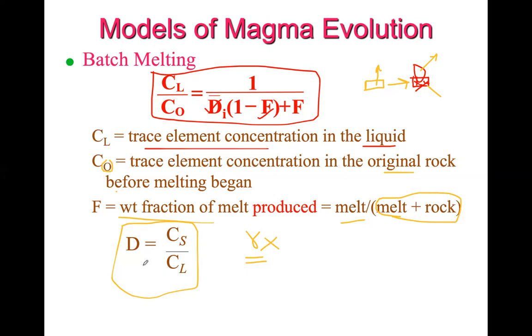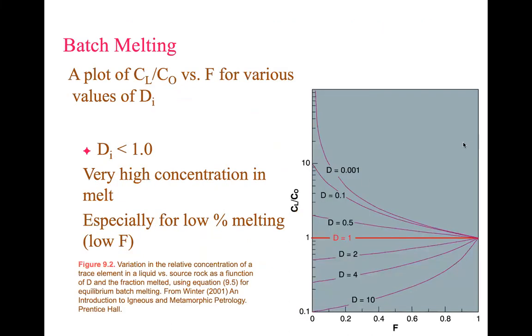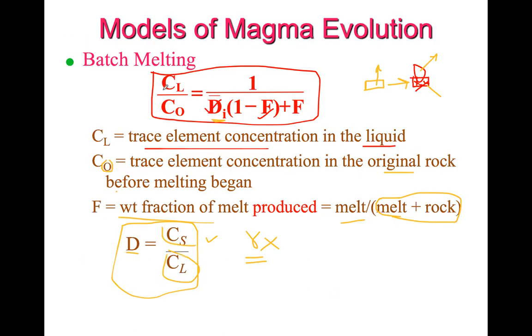Here you have a D given for a given element i, its composition in the solid and its composition in the liquid. You can remember the definition: we always take the solid at the numerator. So batch melting is here. If we take this ratio, that means the concentration of an element in the liquid divided by the concentration of the element in the original solid.